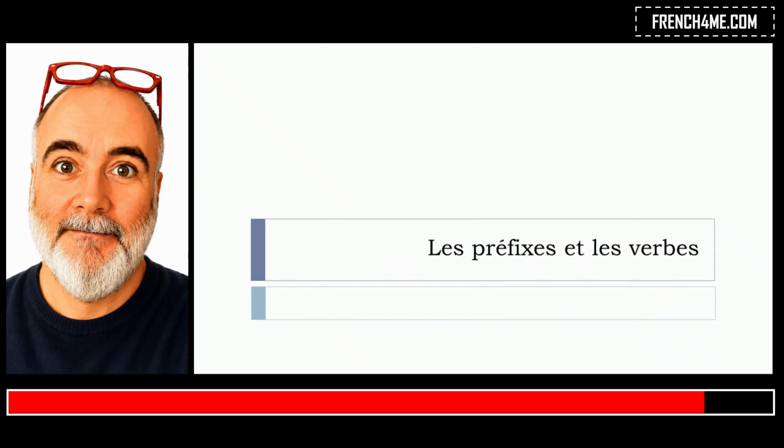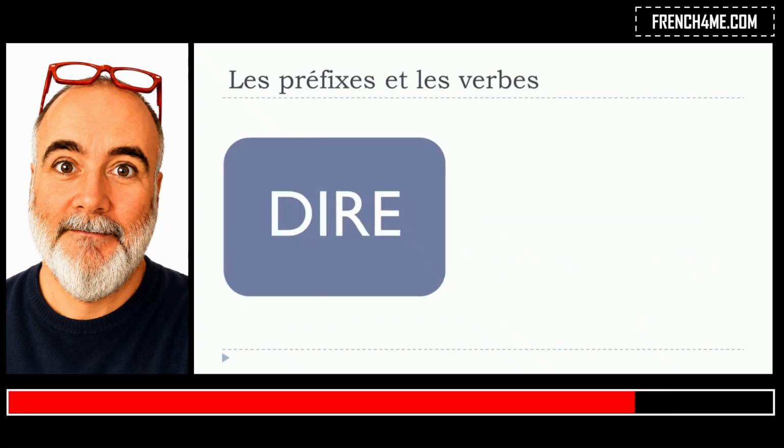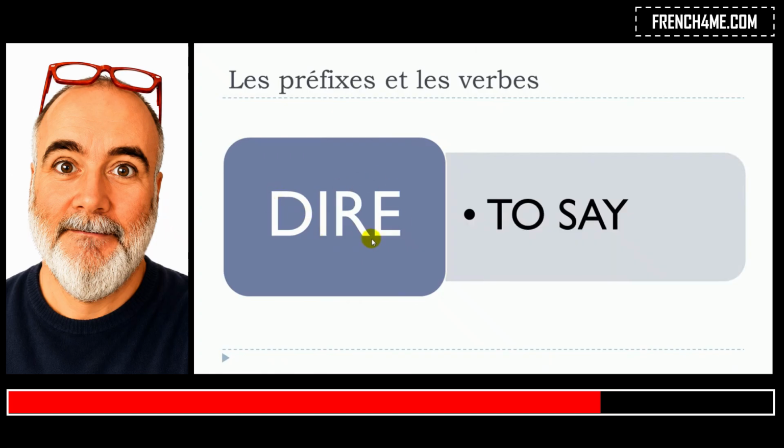And we'll start a series of videos that will cover the subject, les préfixes et les verbes. And in this video, we will see actually the verb dire. You get the translation here in English, so dire, okay? And then we'll see that it's possible to add some prefixes, so it's possible to add some letters before this dire, and then by adding these letters, we will modify the meaning of dire, okay?